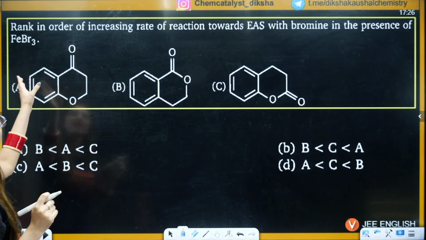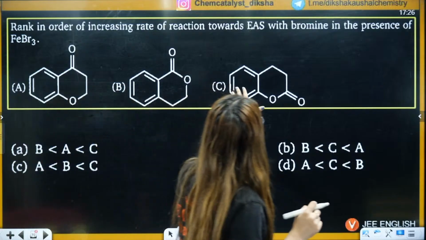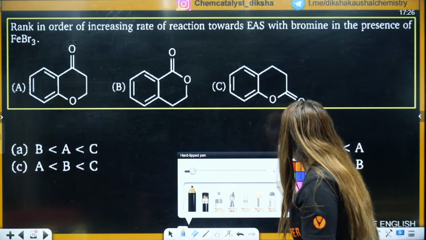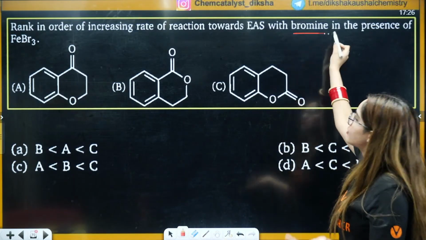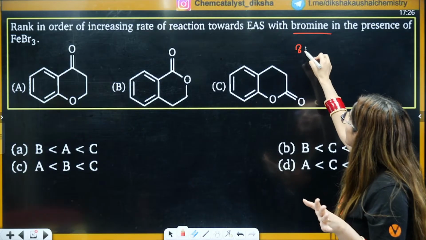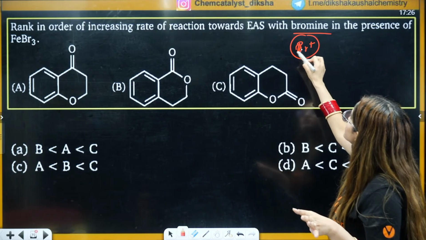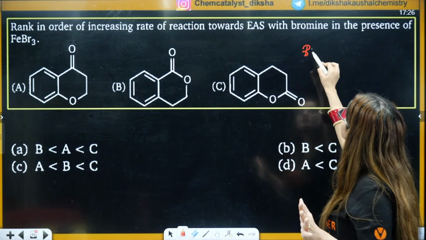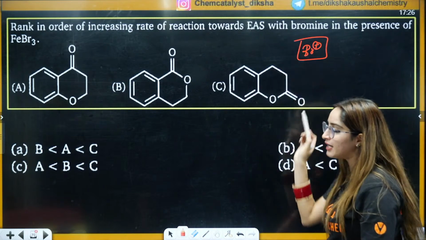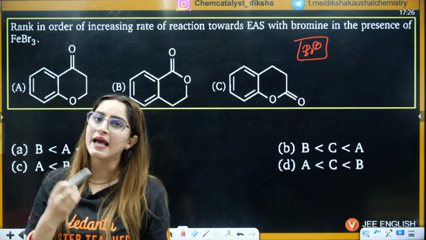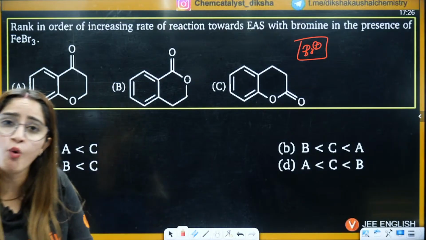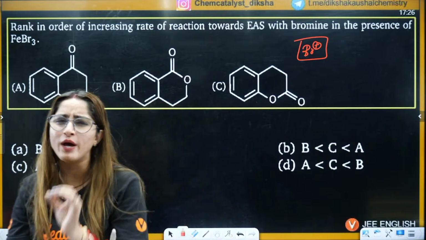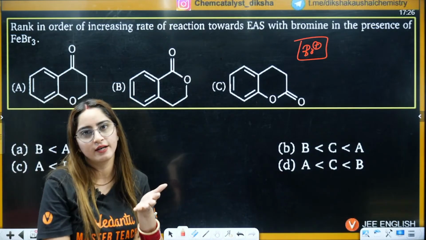Next question is to rank in order of increasing rate of reaction towards EAS with bromine in the presence of FeBr3. So now here you have bromine. Again, electrophilic, this is the same kind of question, right? I have specially put this just for you, because I want this answer from you. This is again electrophile. Again, we are looking for electron density. More is the electron density, more is the electrophilic substitution. Let us see how many of you are able to answer this. Same kind of question, the format is different here, right?